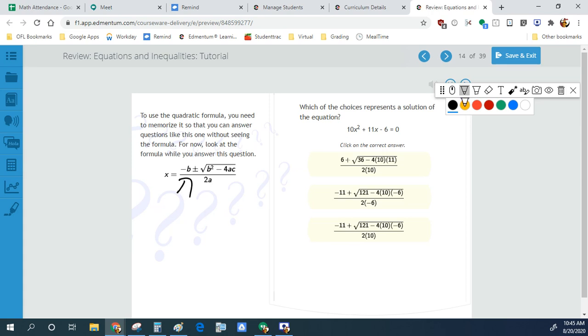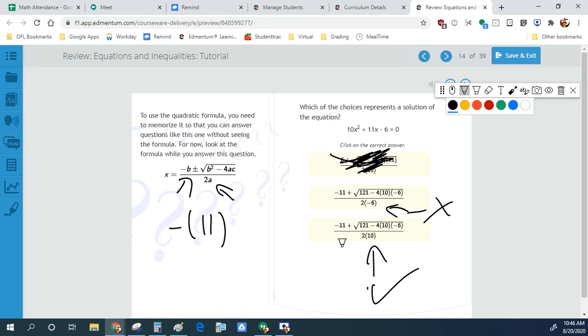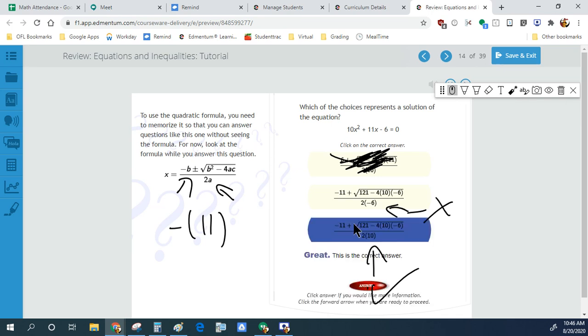So right off the bat, I want to look for something that has a -11 in the front. So we know this one's not right. And we said that A is 10. So this one has 6 as our A. That can't be right. So we know that one's wrong. But this one has 10 as our A. That one's good to go. So our answer is going to be that one, literally just by knowing our ABC. So just remember, it's in ABC order. Ax squared plus Bx plus C.